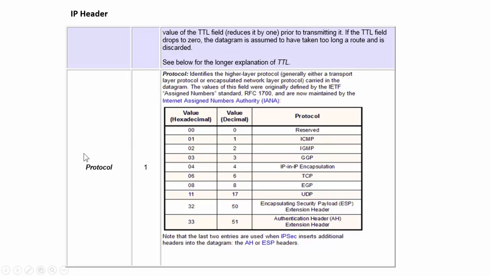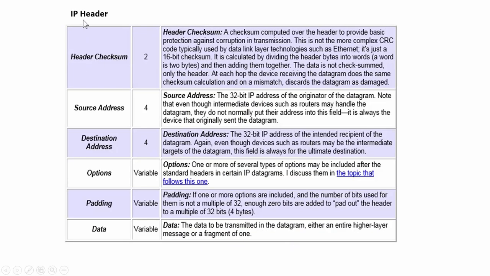Then the protocol field specifies what's in this packet. Is it TCP, such as user data? Or is it ICMP, such as ping? The IP header has the checksum to check for errors in transmission. Of course, it has source IP address, destination IP address, and options. And padding is whereby if there's not enough data to fill out the minimum size of the IP datagram, it adds extra zeros just to pad it out so the datagram will meet the minimum size. And of course, data is the data which is being sent by the user.